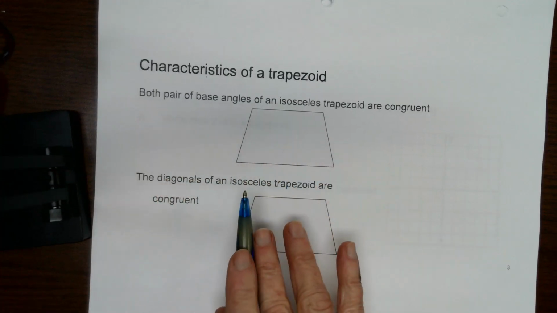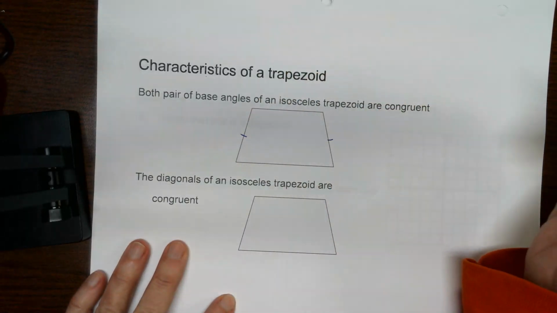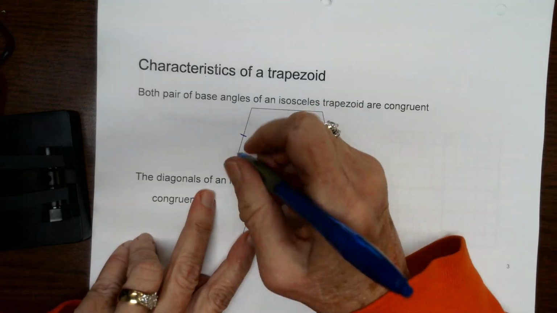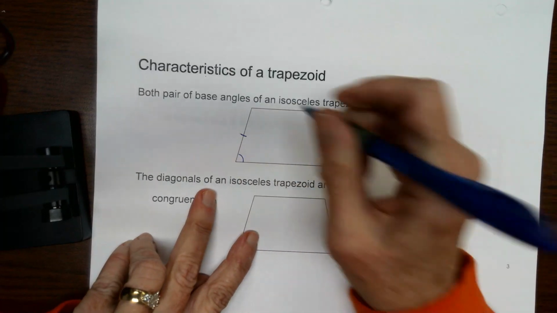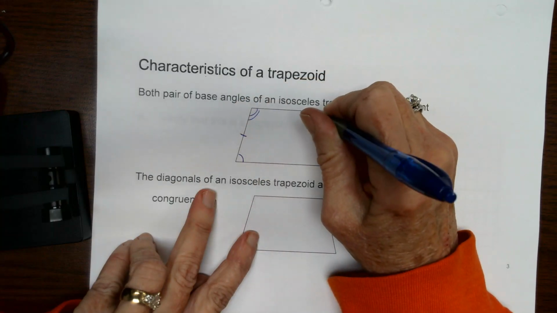These are about an isosceles trapezoid. So that means that this is congruent to this. Both of the base angles of an isosceles trapezoid are congruent. So this angle is congruent to this angle. This angle is congruent to this angle.